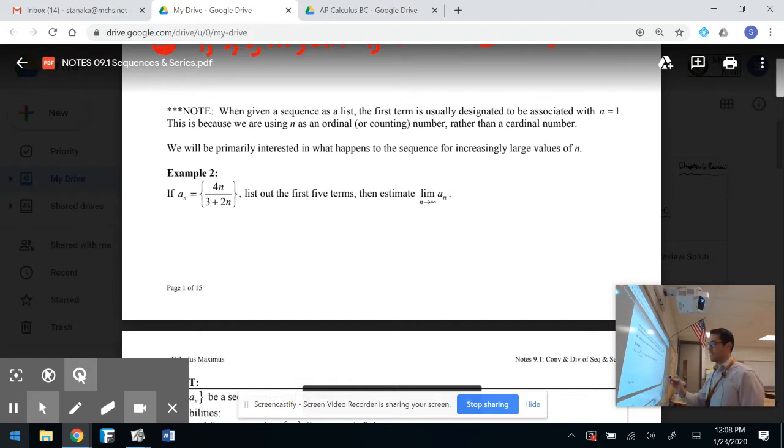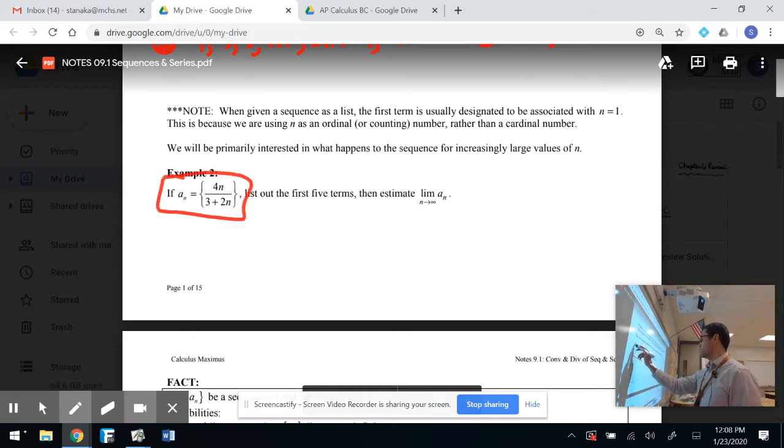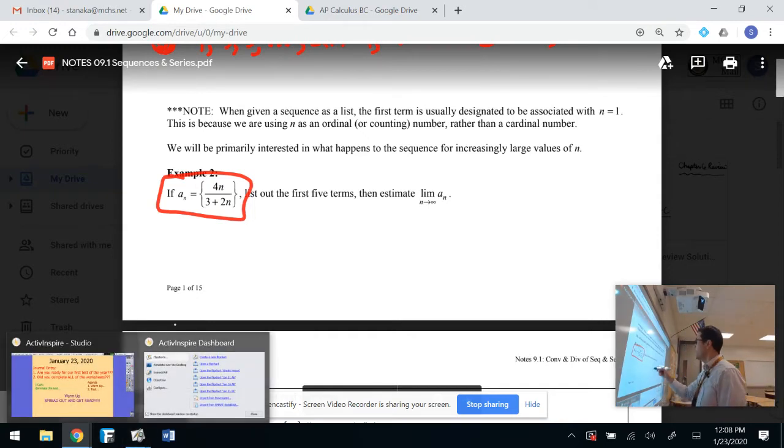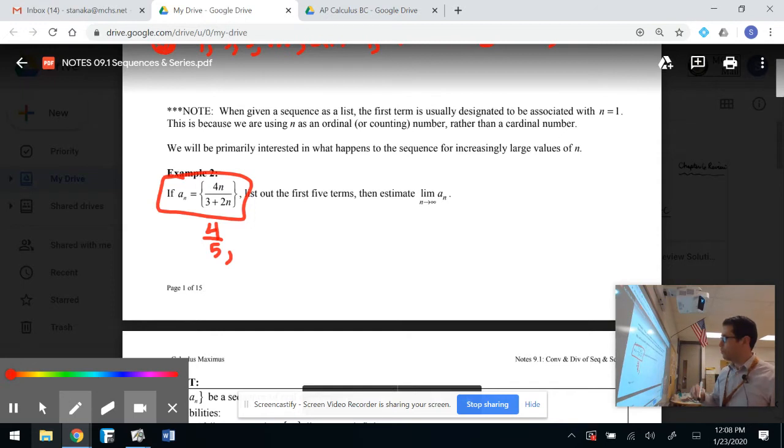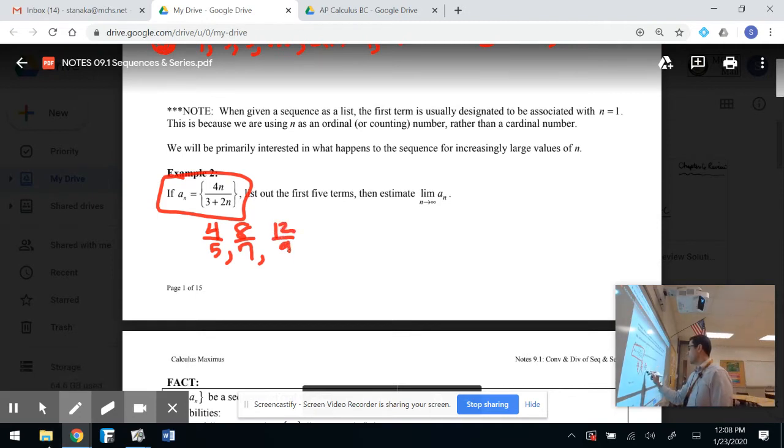Example 2. This time they actually give us the sequence, okay? The rule is 4n over 3 plus 2n. And they ask me to list out the first 5 terms. Well, how would I do that? A sub 1 would be plugging a 1 in there, so that'd be 4 over 5. A sub 2 would be plugging a 2 in there, which would be 8 over 7, right? A sub 3 would be plugging a 3 in there, which would be 12 over 9.